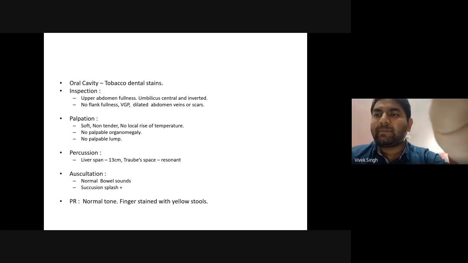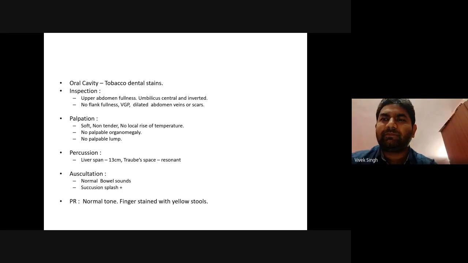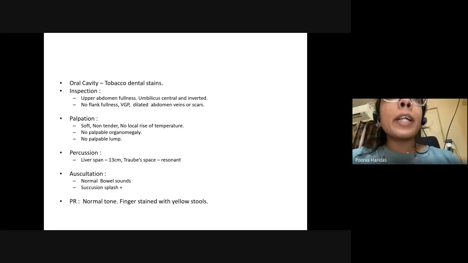Interpret. On inspection, a visible upper abdominal fullness is present, but there is no visible peristalsis or any lump. Also, there is no evidence of any free fluid in the abdomen, and there is no hepatomegaly.